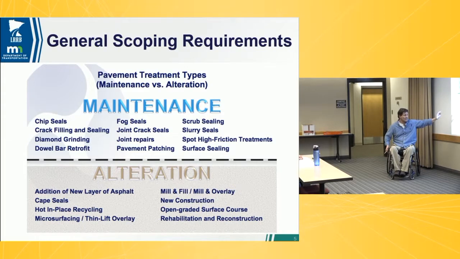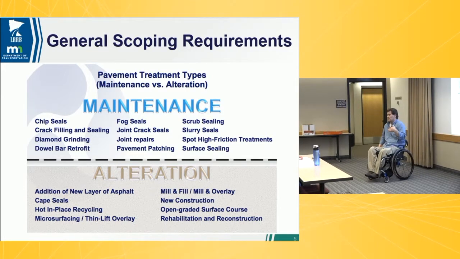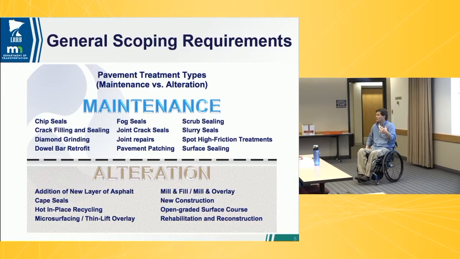Also, cape seals, hot in place recycling, microsurfacing and thin lift overlays. That's a tough one. MnDOT has generally considered those to be preventive maintenance type projects from our standpoint, so we haven't been doing a lot of curb ramp upgrades. So we've since started, and again, no one really asked me on this. If I would have had my vote, I'd say that is not a great project to upgrade curb ramps.